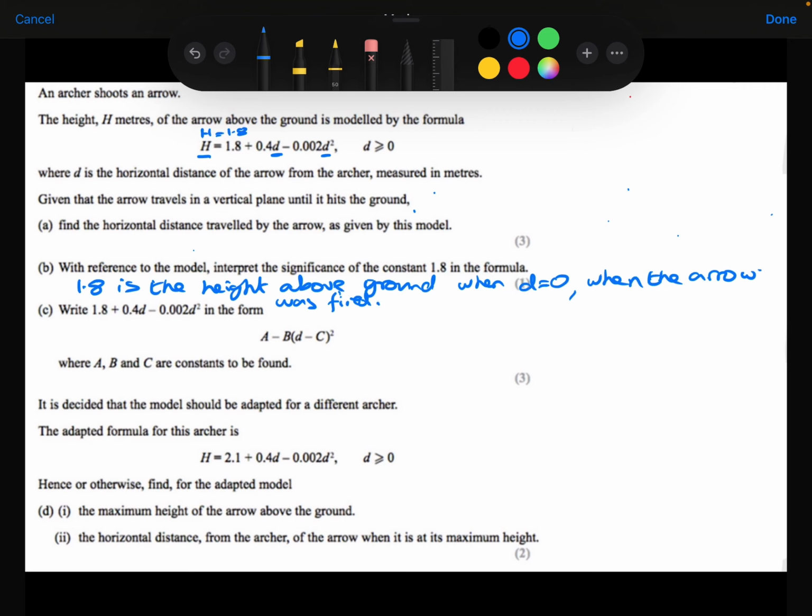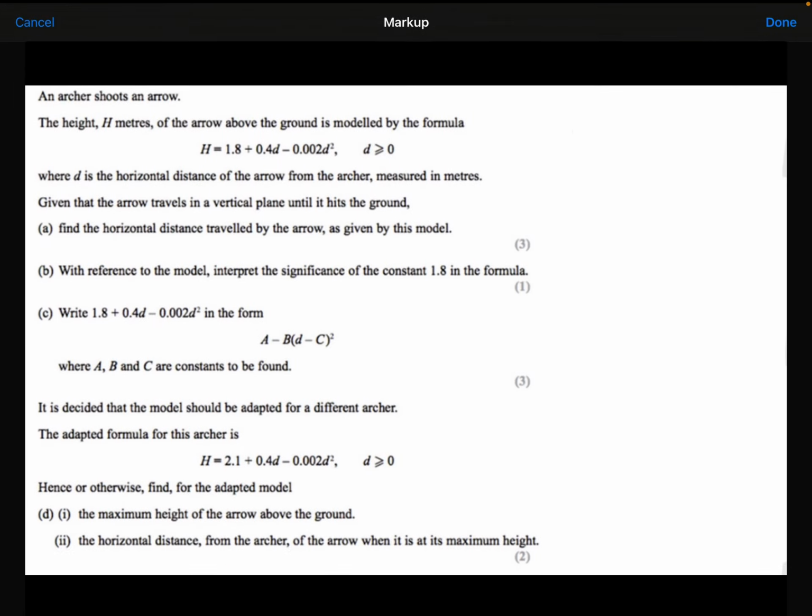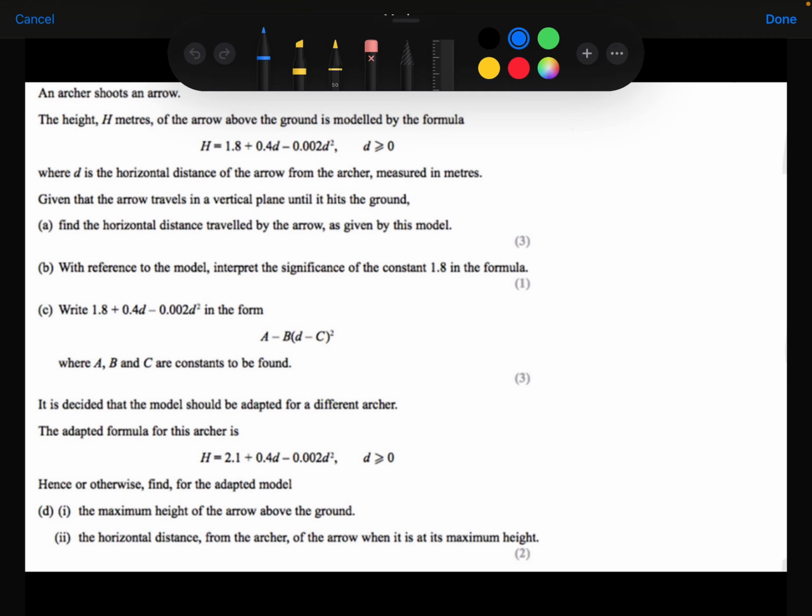Okay, part C. We need to write our model in the form a minus b bracket d minus c all squared, where a, b and c are constants to be found. So this is saying to complete the square, basically. This is the completing the square format.